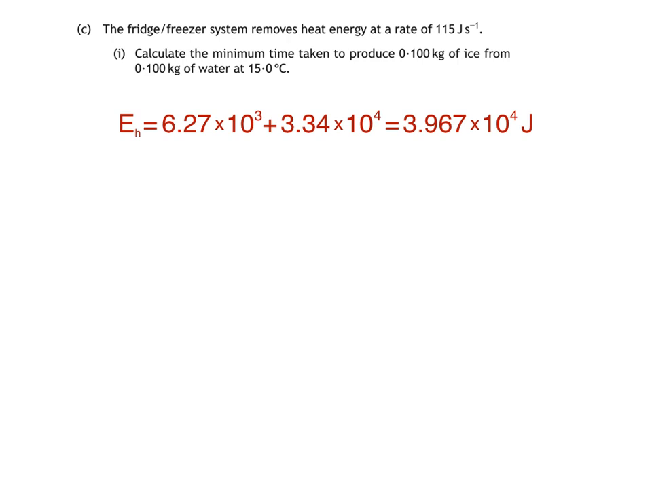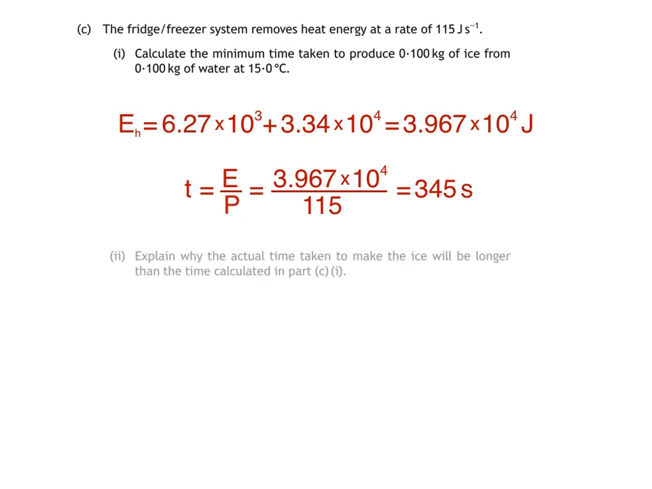The final part of the question isn't too tricky, as long as you realise that 115 joules per second is equivalent to 115 watts. In other words, this is the power of the fridge freezer system. That means we're using this equation to find time, but rearranging it to make time t the subject, like so. Substituting our values of energy and power, we get a final answer of 345 seconds to 3 significant figures. The reason why this is stated as a minimum time is discussed in the next part of the question.